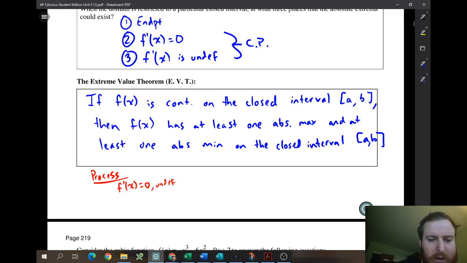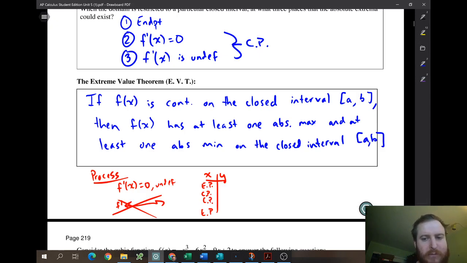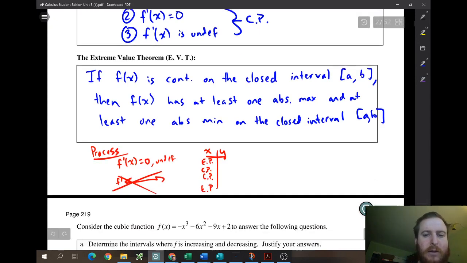And then once we do that, we don't need to make a number line. The old way, with relatives, we make a number line. We don't need to do that for absolute. For absolute, instead of making a number line, we make an XY chart and we put in our endpoints. And then we put in our critical points. And we see what is the biggest y, what's the smallest y.